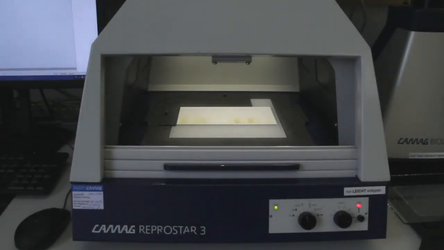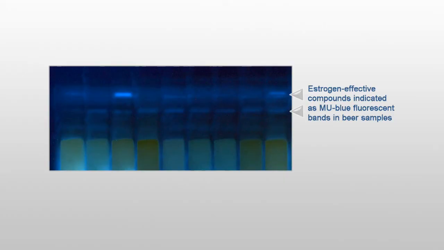White light and fluorescence images at UV 366 nanometer were captured using the ReproStar 3 documentation system in the S1 laboratory. The blue MU fluorescence of estrogen-effective compounds was measured at 366 nanometer using an edge filter of 400 nanometer and a mercury lamp of the TLC Scanner 3.